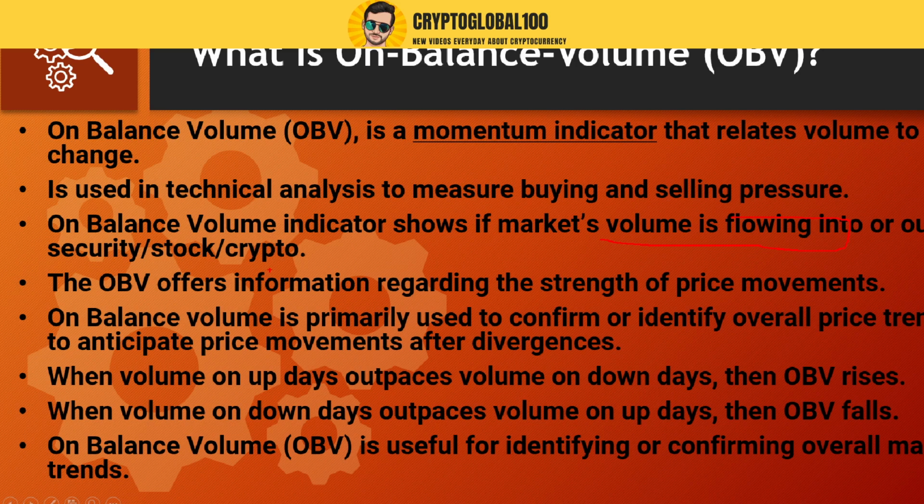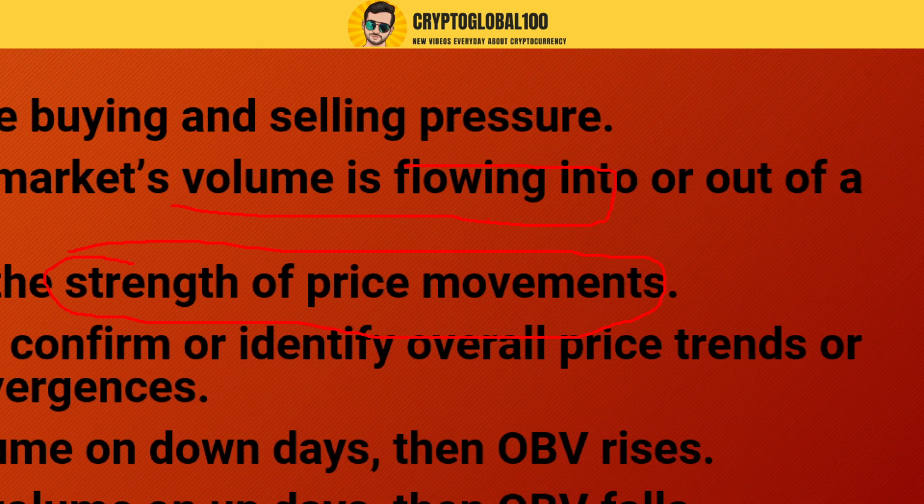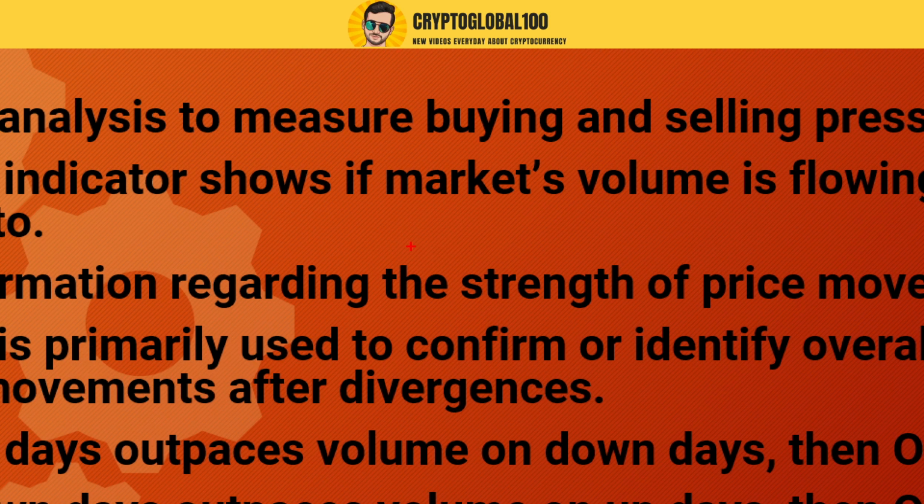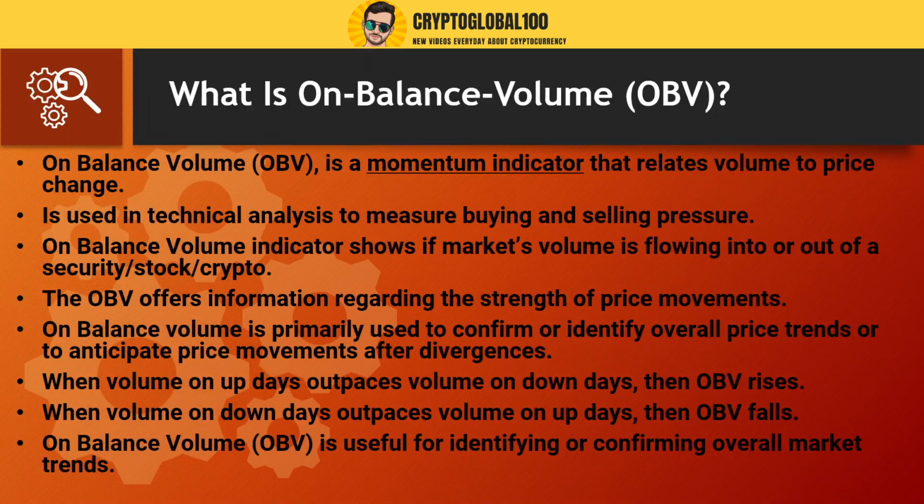Second, the OBV indicator offers information regarding the strength of the price movement. Strength, again the same thing as the momentum. It shows you the strength of the price movements. Is the price going up with more strength, or with weak strength? The stronger the movement, or the weaker the movement. So it shows you that as well.